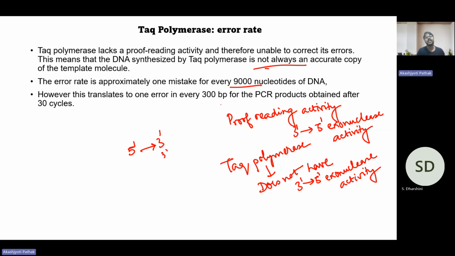Okay, however, this translates to one error in every 300 base pairs for PCR products obtained after 30 cycles. So if it is making one error in every 9,000 nucleotides, then this error will get multiplied. Because it is following exponential growth, the error will also get replicated. So at the end of 30 cycles, there will be one error in every 300 base pairs.